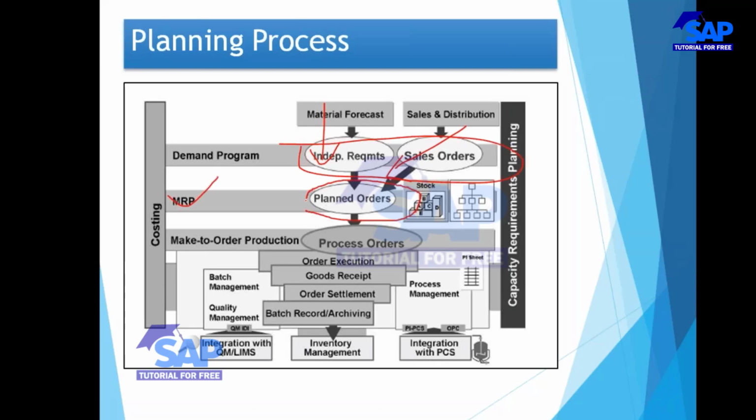You will be getting the planned orders. Till this part is the same, whether it is discrete or repetitive or process industry. Now in case of process industry, you convert those planned orders to process orders, and then your order execution will happen. Your production process order creation, goods issue, confirmation, goods receipt, and then all will happen. So instead of using production orders, here we will be using process orders. So this is the overall flow.